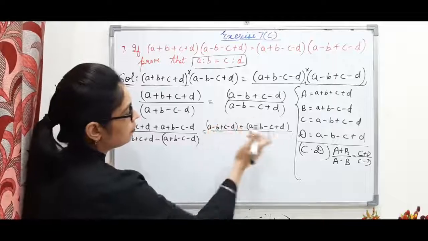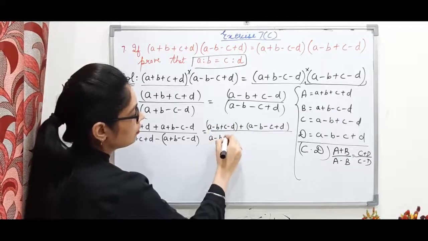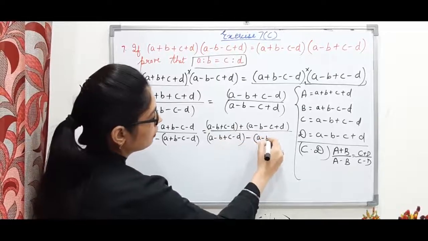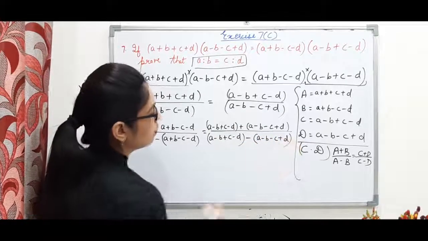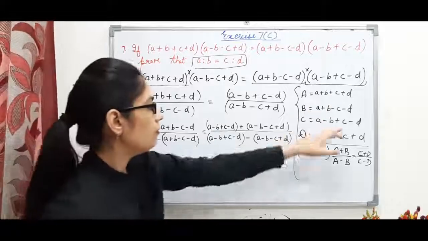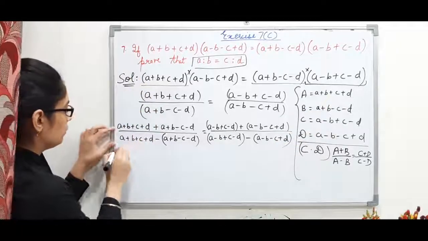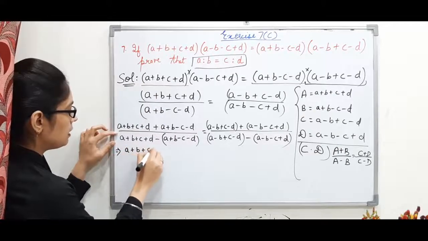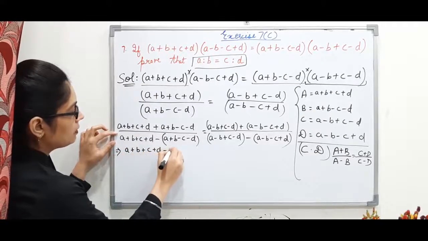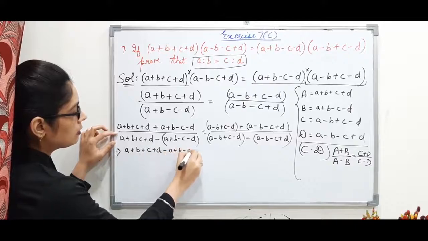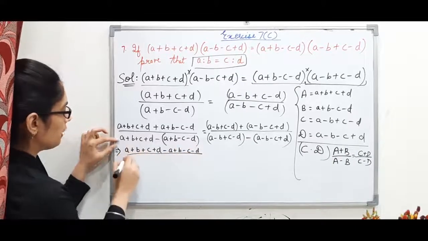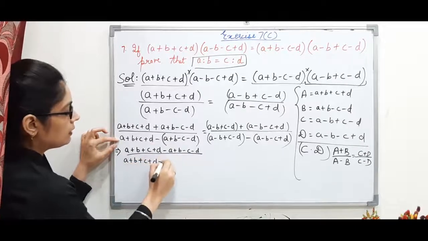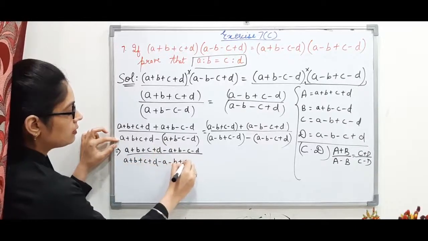c plus d I have written. Now c minus d. Values, see, I have written values. A plus b plus c plus d minus a plus b minus c minus d. Let's open the brackets now. A plus b plus c plus d minus a minus b plus c plus d.